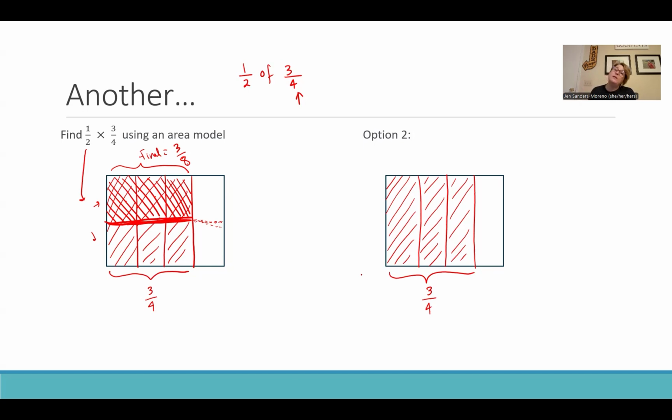Oh, if you're going to use option two, we're going to cut all the way across. So I'm going to be very excessive here as I do that, and I'm going to go all the way across, and I want to shade one out of these two. My answer is the double shaded region, which is 1, 2, 3 out of 8. There we have it. Okay. Whew.